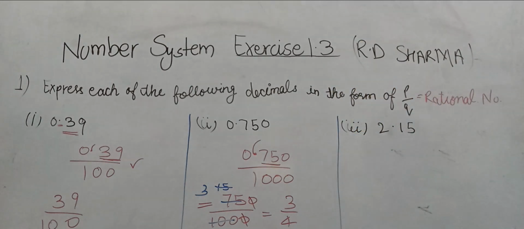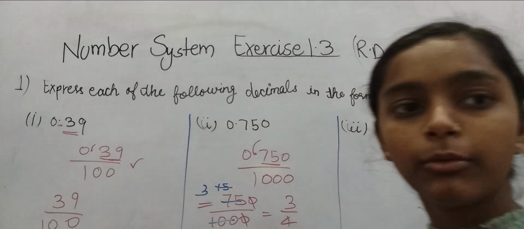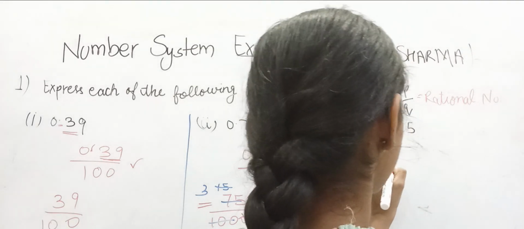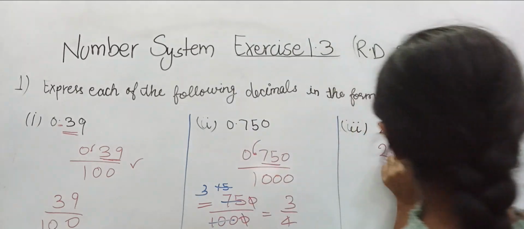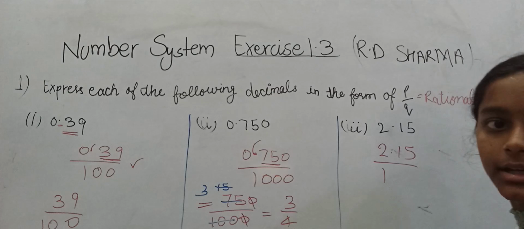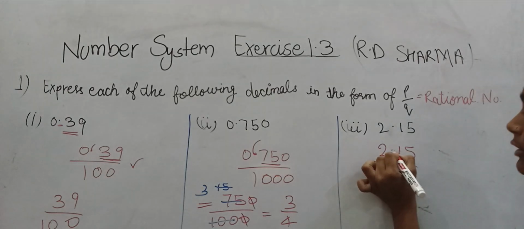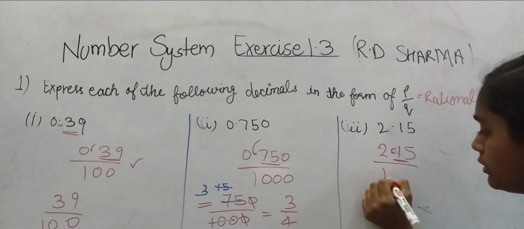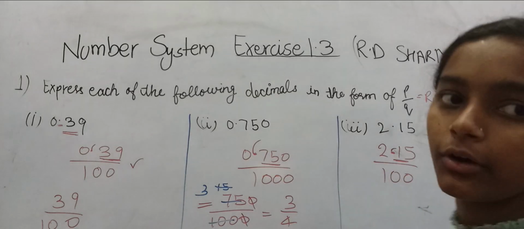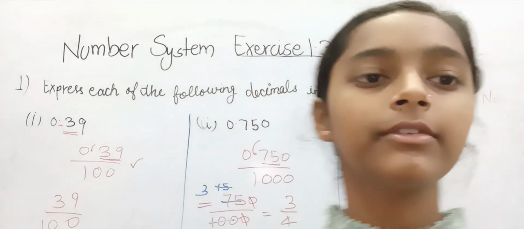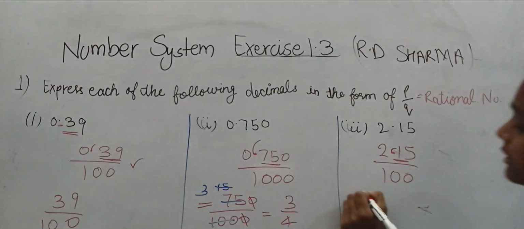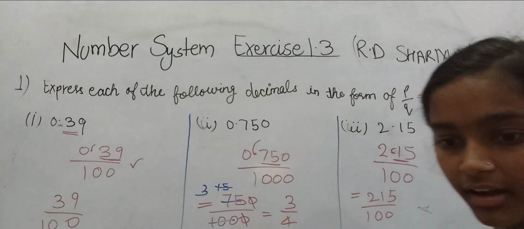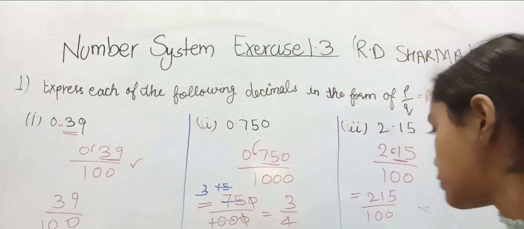Now moving on to the next part, which is 2.15. Now let's see how we did this. 2.15 upon 1, because that would be the rational number. Now we need to remove this decimal. How many digits are there after the decimal? 2. So we add 2 zeros here, which would give us 215 upon 100. Now the answer is 215 upon 100.